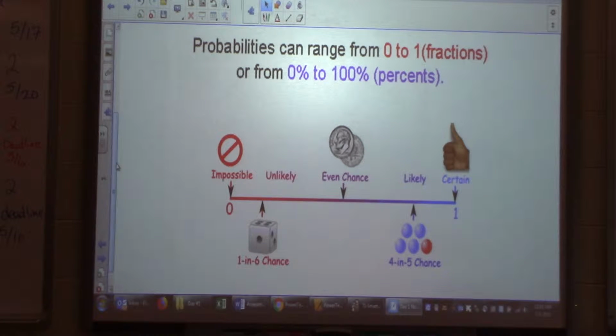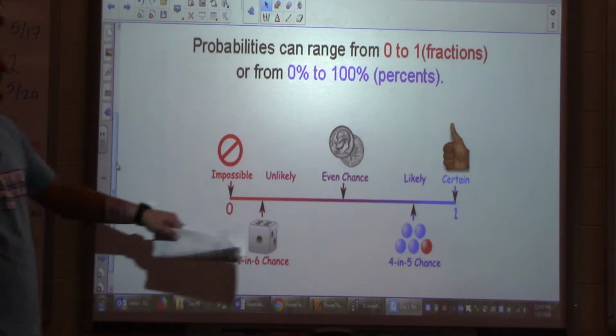Obviously, if it's 1 and it's a fraction, that means that there's a guaranteed chance it'll happen. 100% is a guaranteed chance it'll happen. And 0 in either fractions or percents means that it will never happen. Like flipping a coin is a 50-50 chance.